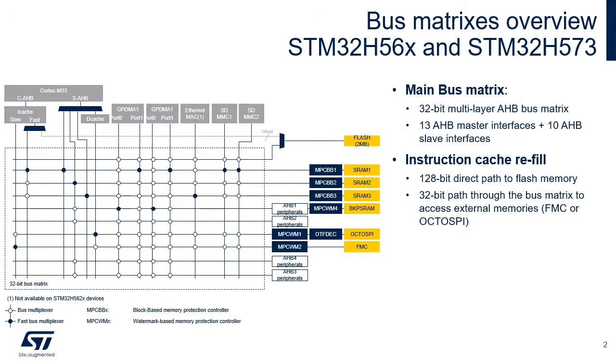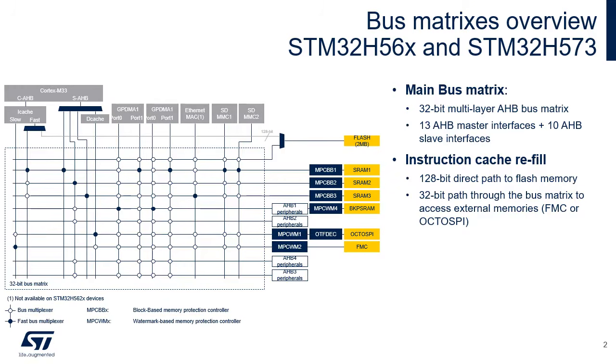The bus matrix provides access from a master to a slave, enabling concurrent access and efficient operation even when several high-speed peripherals work simultaneously. The STM32H5 Arm Cortex-M33 core is optimized for execution thanks to an instruction cache with direct access to flash through the fast master port. The AHB5 multi-layer bus matrix in the center of the figure interconnects 13 masters and 10 slaves.